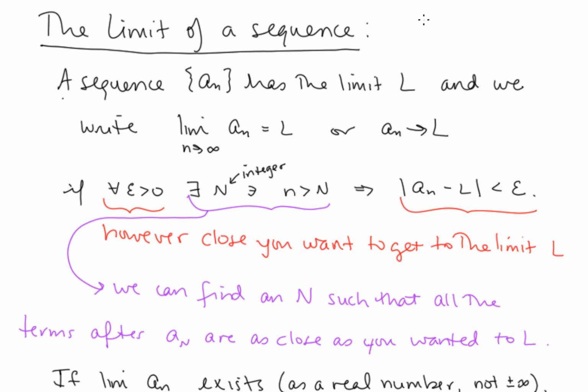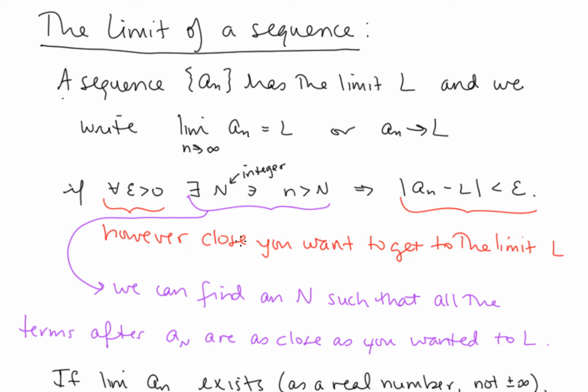The limit of a sequence. A sequence a sub n has the limit L, and we write limit as n goes to infinity of a sub n equals L, or we can just write a sub n goes to L with an arrow, if for all epsilon greater than 0, there exists an integer capital N such that n greater than capital N implies the distance between a sub n and L is less than epsilon.